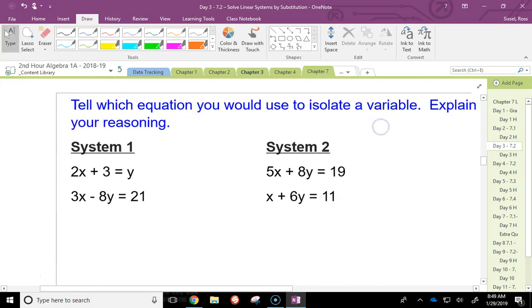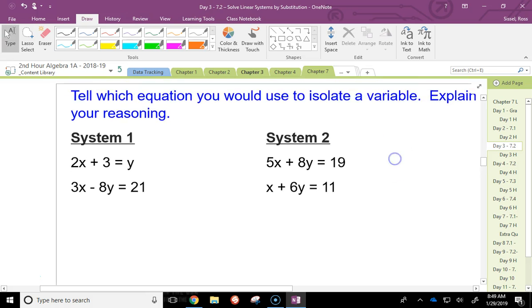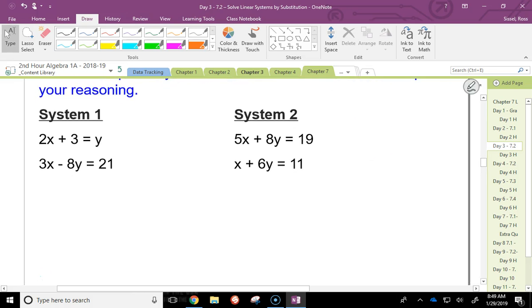So, here's what we're going to do. I'm going to look at just system 1 right now. We're not caring about this. I have two equations: 2x plus 3 equals y, and 3x minus 8y equals 21. The first thing I want to do is solve for either x or y in either one of the equations.